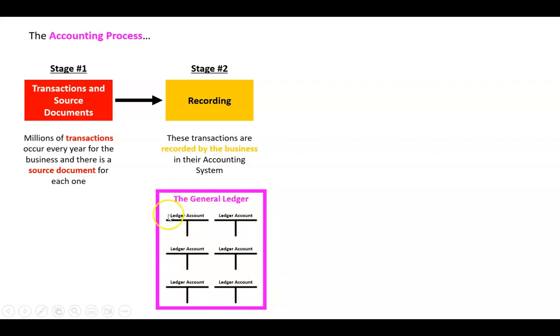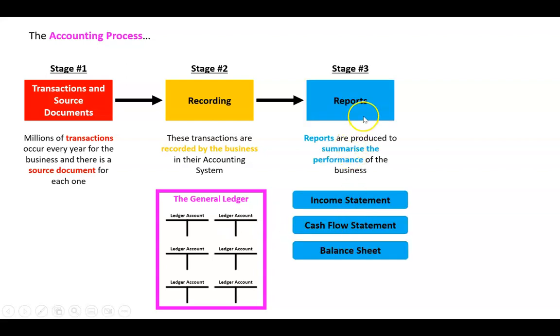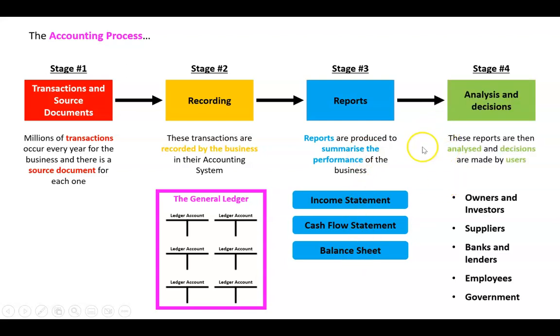And all the general ledger is a series of ledger accounts, and each account that the business has, every asset, liability, owner's equity, revenue and expense, will have its own ledger account. Then, at the end of the month, we're going to do some reports, an income statement, a cash flow statement, and a balance sheet. And then finally, we need to be able to analyze these reports and make decisions.